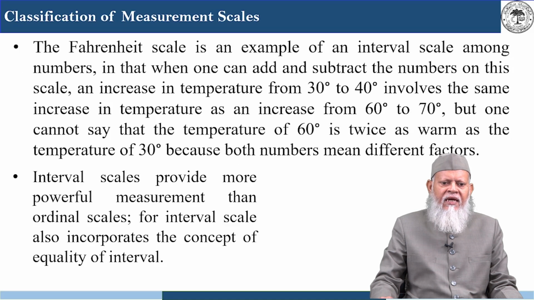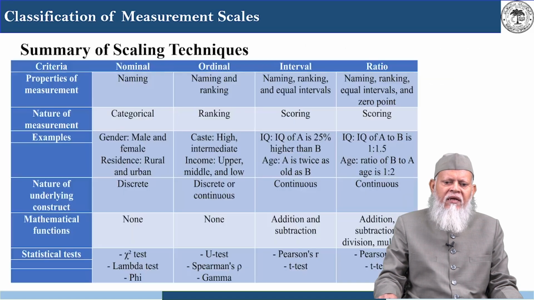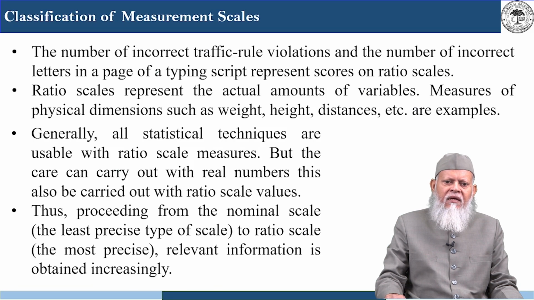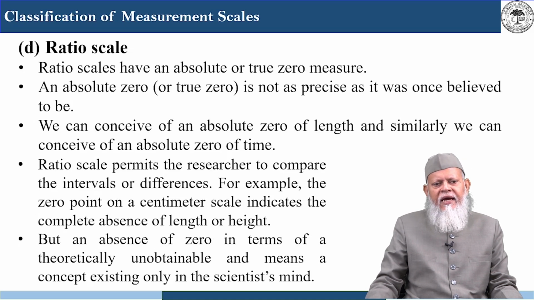So, interval scale is something which is an improvement over the previous scale, and this is because it defines the gap. Then the final scale is the ratio scale. The ratio scales have an absolute or true 0.